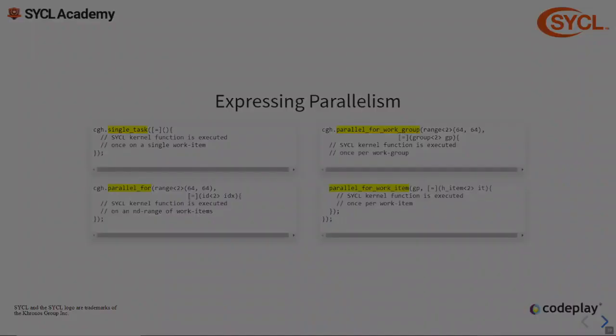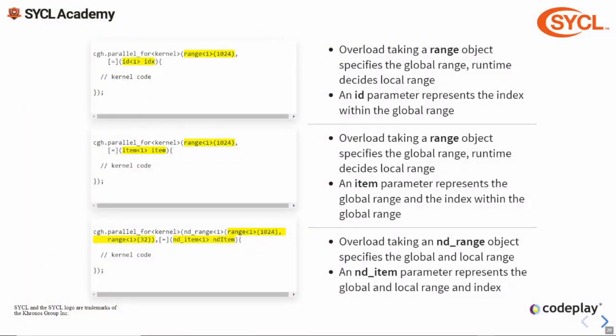There are three different variants of parallel for. The first takes a range object, which represents the global range, and the callable takes an ID, which represents the global ID within that range. In this variant, the local range is decided by the runtime. This is useful for when the kernel function doesn't need to know the size of the workgroup.